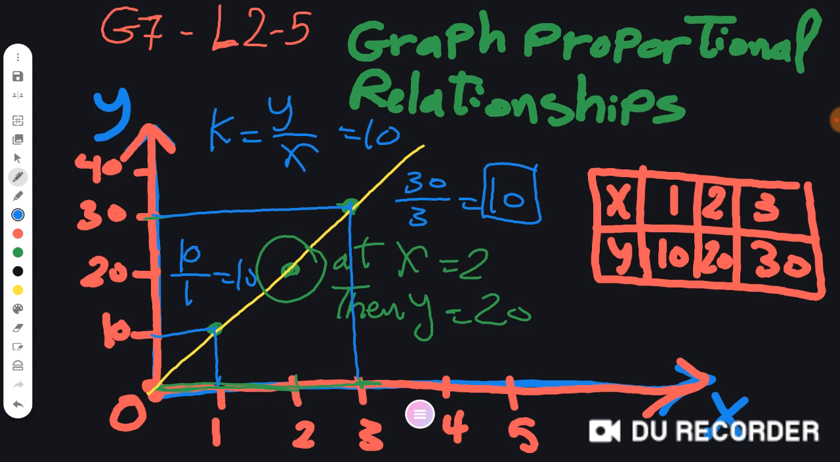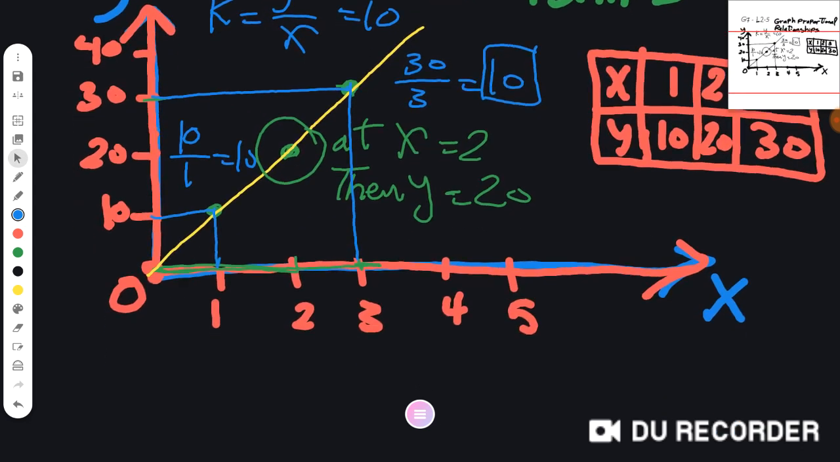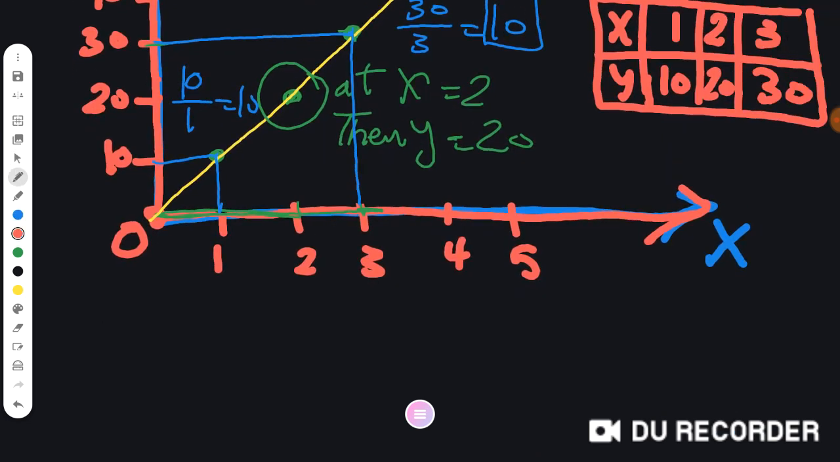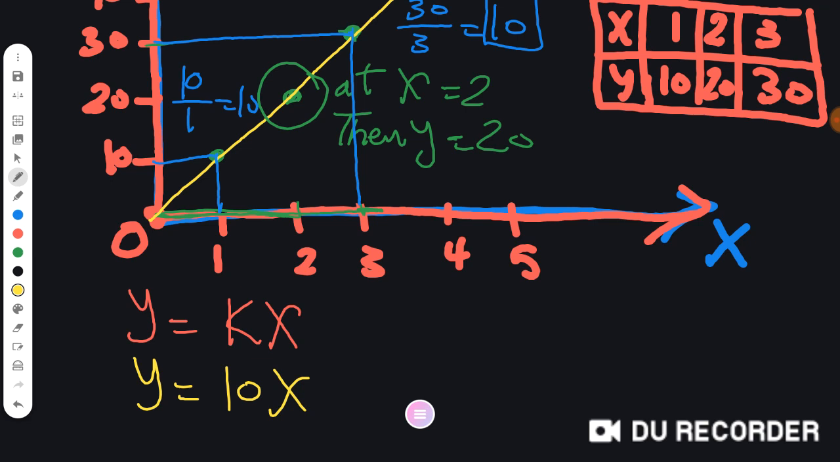And by the way, I can write the equation as follows. The equation is y equals k x, and k here equals 10. So I can write y equals 10x, and this is the equation of the proportional relationship. Okay, let's take some examples to apply what we studied now.